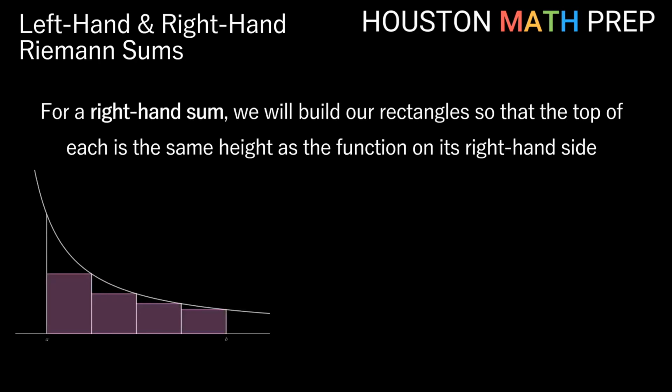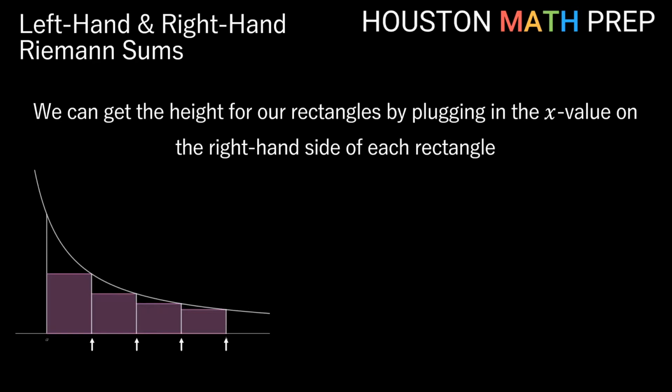For a right-hand sum, we build our rectangles so that the top of each rectangle is the same height as the function on its right-hand side. So you can see for each of our rectangles, the top right corner of each rectangle touches the function, and that's how you can tell that we've used the right-hand side to construct the height of each rectangle. If we want the exact height for each of our rectangles, then we could plug the x value on the right-hand side of each rectangle into our function, into our f of x, and get the height.